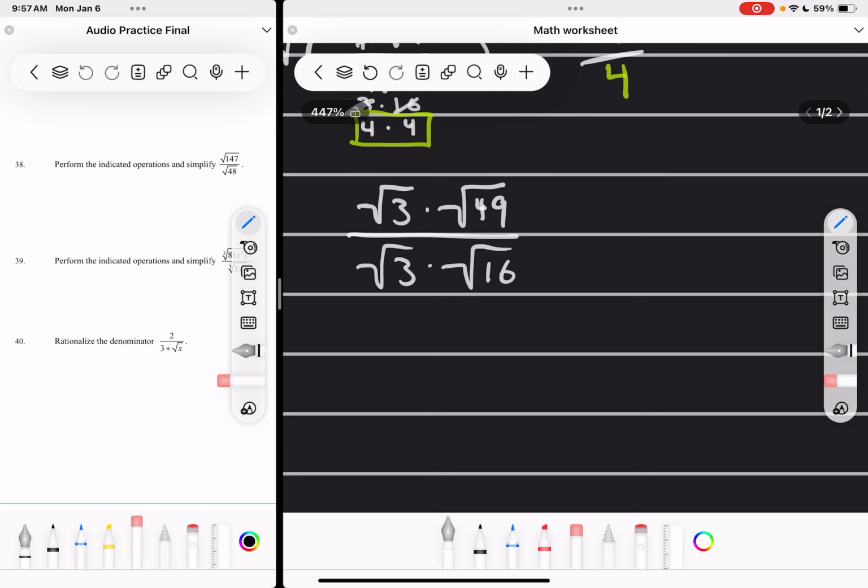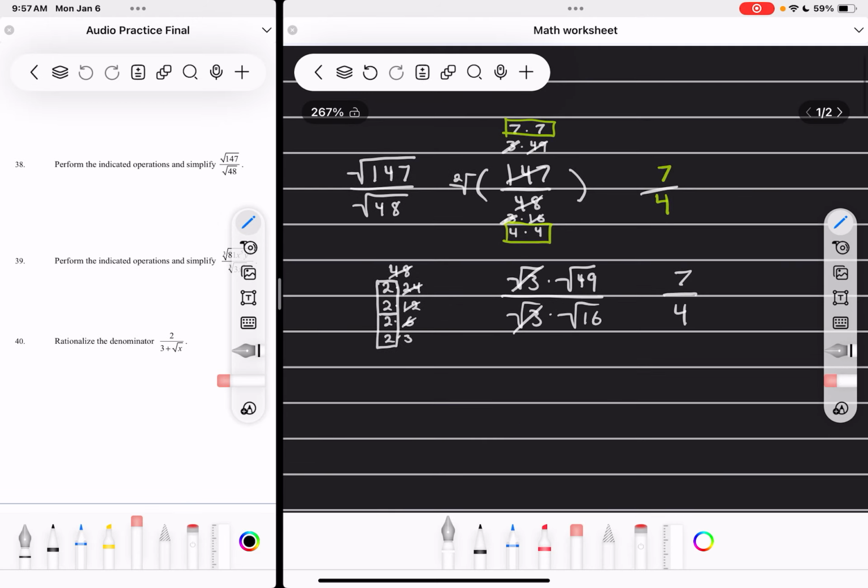At this point, we can say, well, square root of 3, square root of 3. I already know that 49 is 7, 16 is 4, and I get the same result. So it depends on how you want to do it. If you don't know how the numbers break down, use the number tree. If you do know how they break down and you do know your perfect squares, go ahead and do the perfect squares. All right?